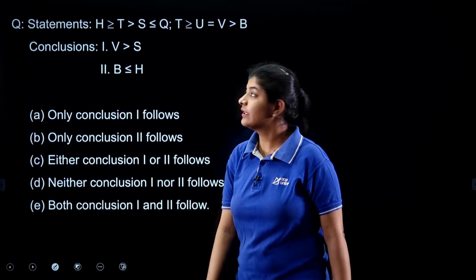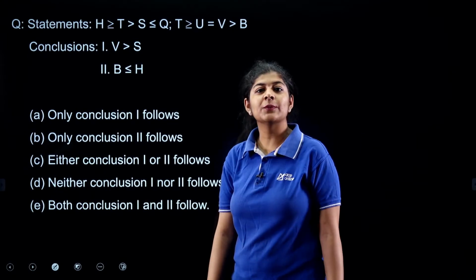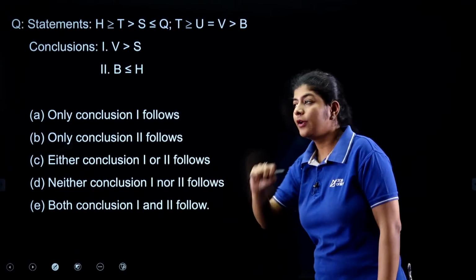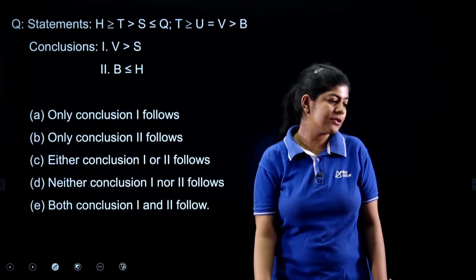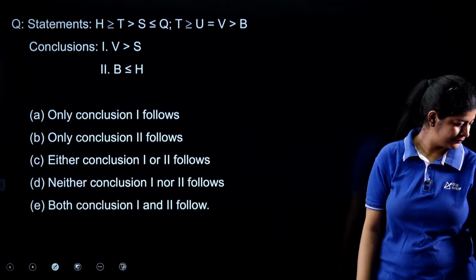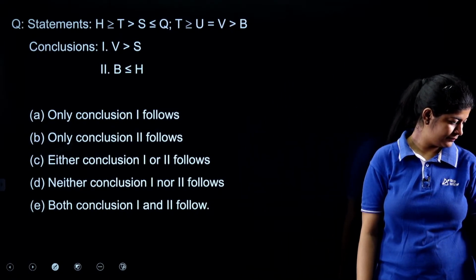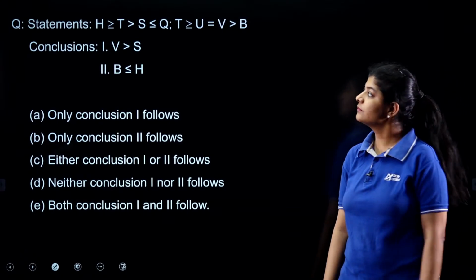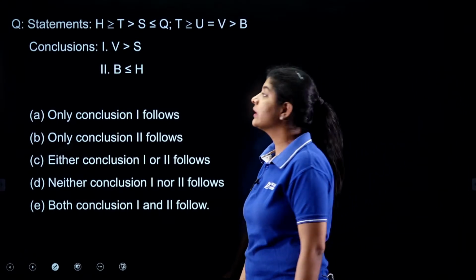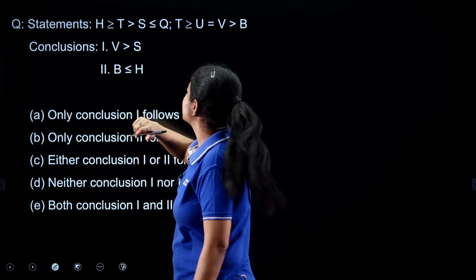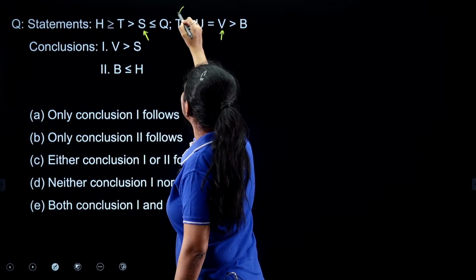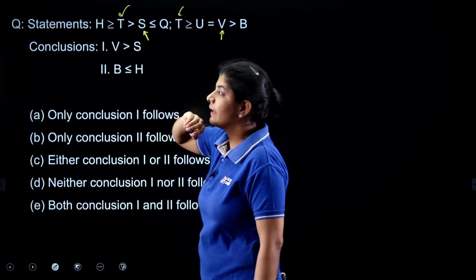Again, we are having two statements, and according to that, we simply need to check whether these two conclusions are true or not. So let me know what answer you people are getting. In the first conclusion, we need to check V is greater than S. Here we are having V and here we are having S. The common element is T, right?